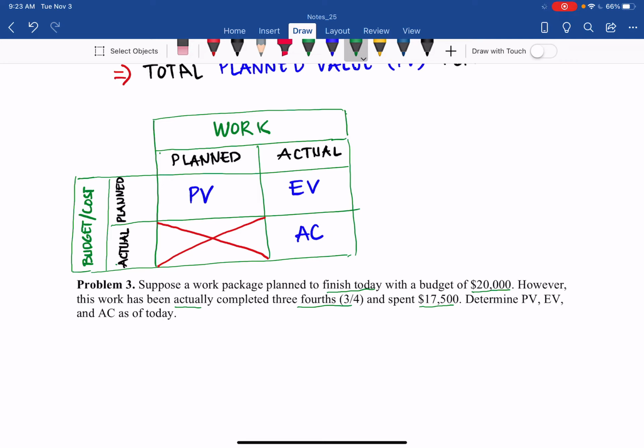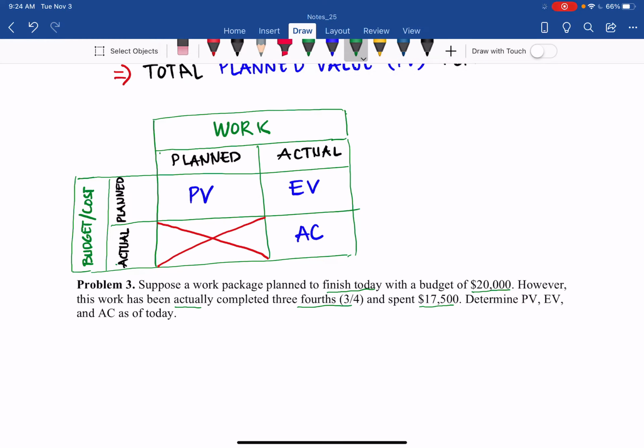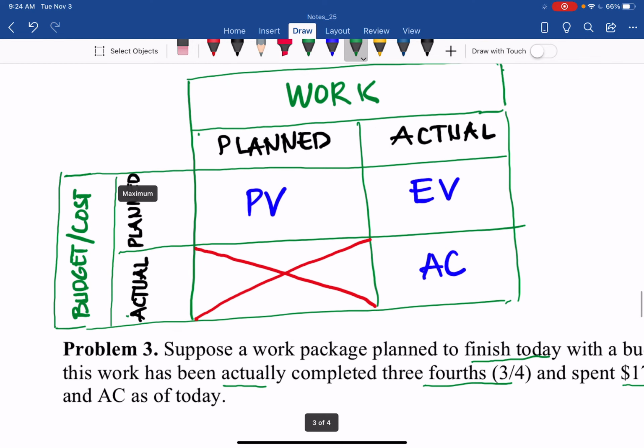As you can see, for one work item, we can have two dimensions. First is the work, so what? And then the second dimension is the budget or cost. When we're talking about the plan for the work and also the plan for the budget, then that is planned value, PV, the shaded box there.